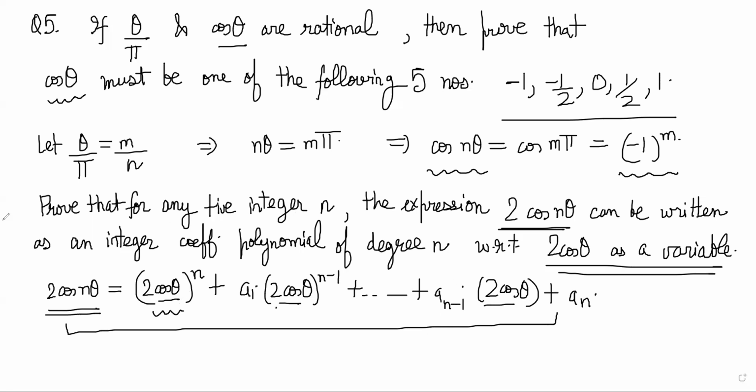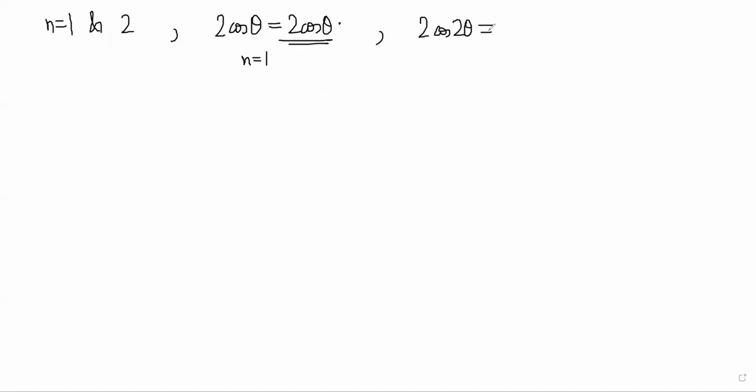So let's prove this claim by induction. So we can say that for n is equal to 1 and 2, 2 cos theta is equal to 2 cos theta. This is the n is equal to 1 case. The other case is n is equal to 2. In that case, 2 cos 2 theta can be written as 2 cos theta whole square minus 2. So this is also a polynomial with 2 cos theta as my variable, right? So we have established the base cases. N is equal to 1 and n is equal to 2. I am able to show that I can write 2 cos n theta as a polynomial with 2 cos theta as my variable, right?